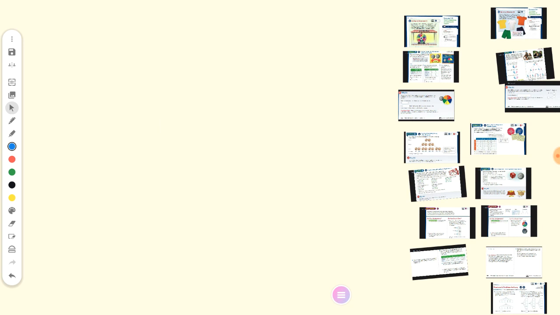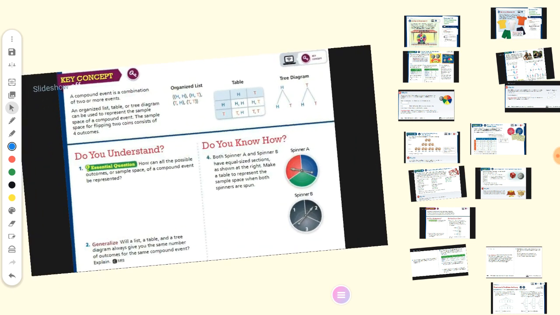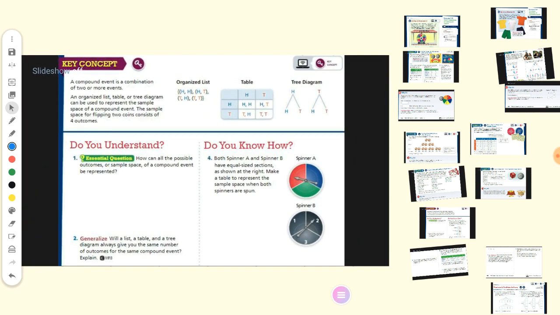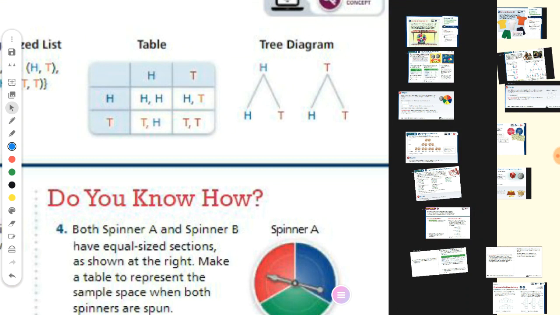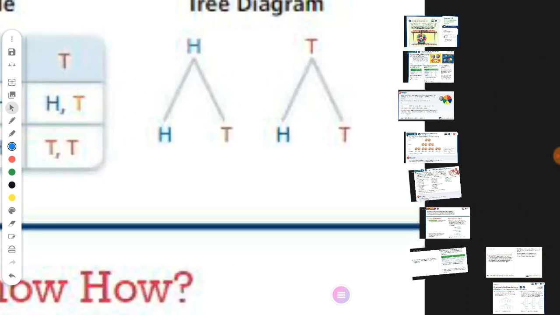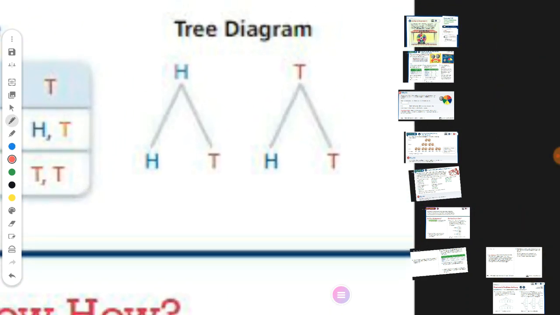I will start with the conclusion of the lesson. The meaning of compound events is doing two or more events at the same time. It's like tossing a coin or flipping a coin. The first time you can get head or tail. Yes? And if I flip it another time, you will get head or tail. This is the first flip.